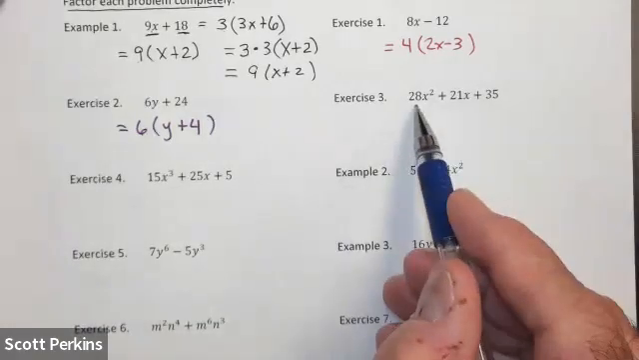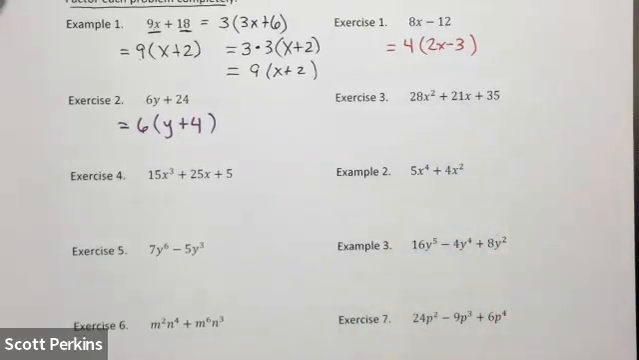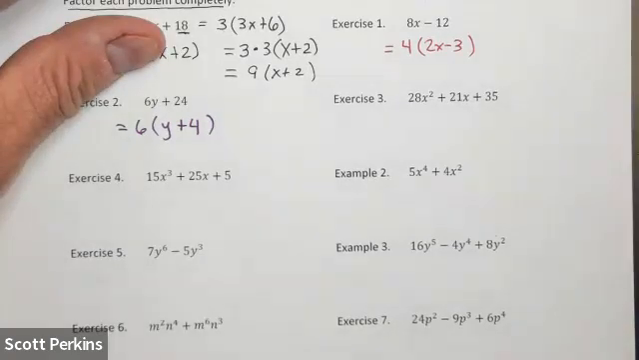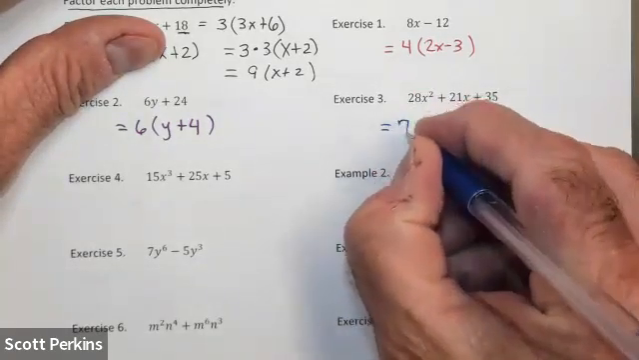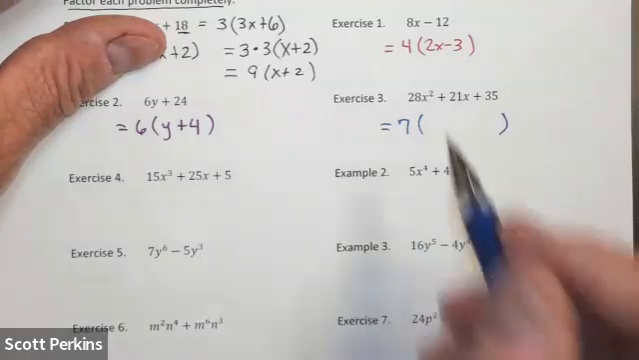So 28x squared, 21x, and 35. What factor do those three numbers have in common? 7, sure. So I'm going to say this is going to be equal to 7. I'm going to put a nice large parenthesis. And the same question I've been asking.